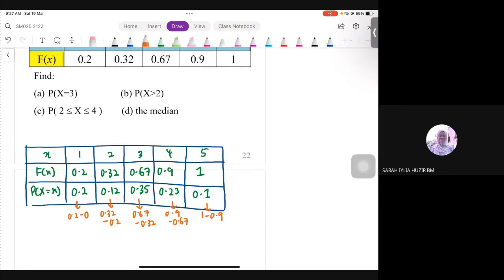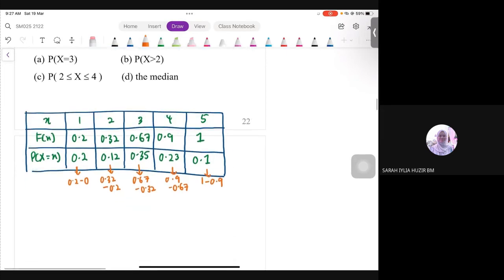So from the table, very easy to find all the probability asked in the question. Straight away kita terus jawab. Okay, for the first case, probability X exactly 3. So from table itself kita terus nampak kan, X exactly 3 is 0.35. So that is the answer.